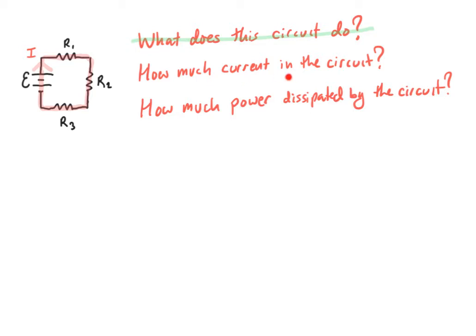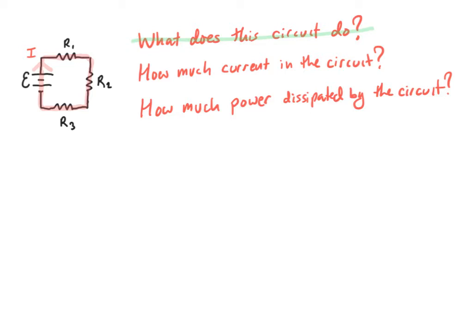What is the total current in the circuit? In other words, the total amount of current output by the battery. What is the total power dissipated by the circuit as a whole? I'm not interested in the current through each resistor or the power dissipated by each resistor. I want to know what is in total. And this is where the concept of equivalent resistance really shines.